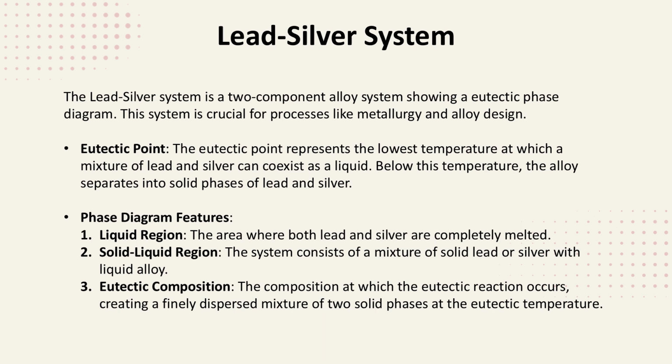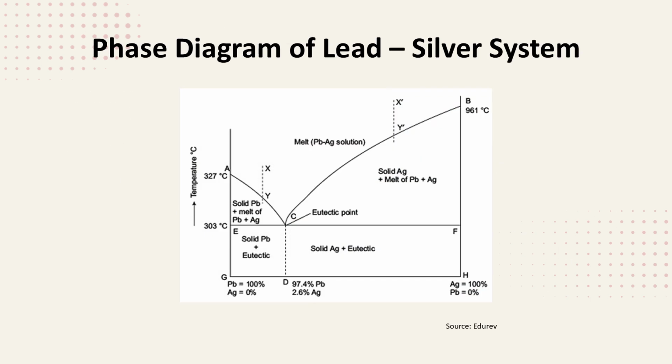Liquid region: the area where both components are completely melted. Solid-liquid region: contains a mixture of solids and liquid alloys. The eutectic composition allows for a finely dispersed mix of solid phases, important in creating uniform alloys. For better understanding of how it actually looks, take a look at this diagram. This will help you get onto the concepts easily.